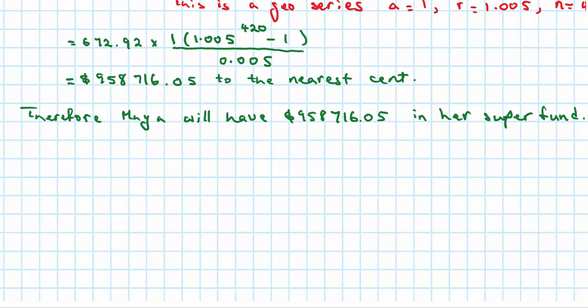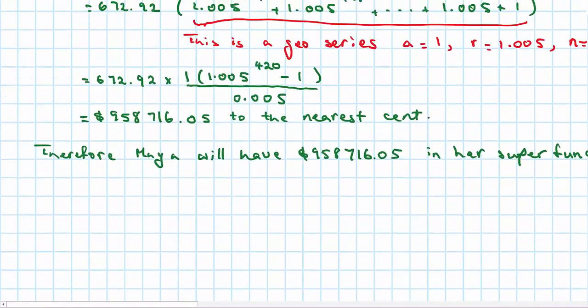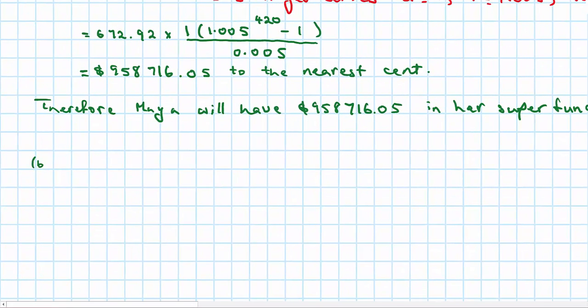To do this last calculation, we're going to use the formula we established in part B. So in part B, we had the total equaling the amount 672, but now I don't know how much that is because I'm looking for $1 million, but everything else has stayed the same, so that would be 1.005 to the power of 420 minus 1 over 0.005, and I want the total to be 1 million.